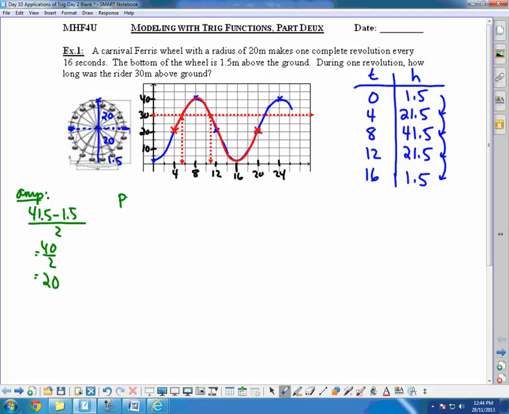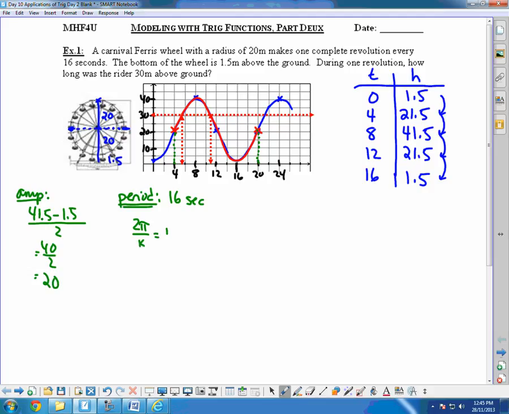The period. So the period is how long it takes to complete one cycle. Well, I know from the question that it takes 16 seconds to do one revolution. So obviously the period is 16 seconds. I can verify that on the graph. There I am at 4, and then at 20 I'm back to my starting point, so 16 seconds later. So the cycle is 16 seconds. Remember that the 16 is just the time. I need to figure out the k value.